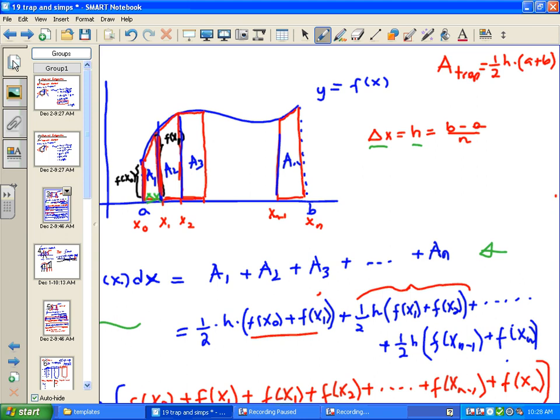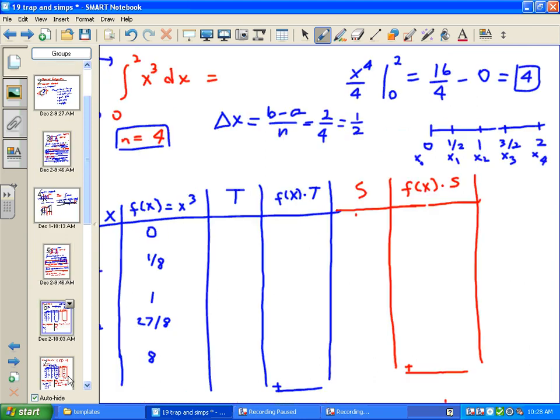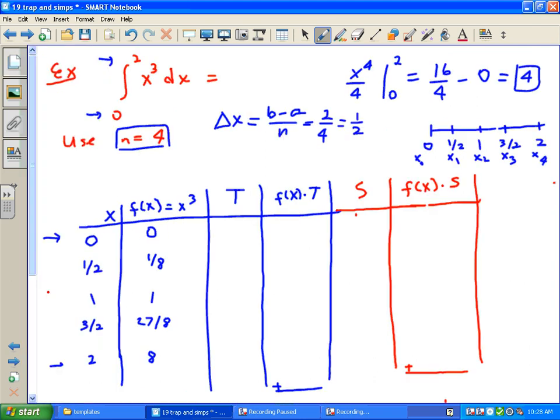Now going back to our example. Okay, now give me the trapezoid coefficients. The trapezoid coefficients, I use capital T for that: 1, 2, 2, 2, and the last one will be a 1, right? So you start with a 1, you have 2's everywhere in between, and you end up with a 1, right?